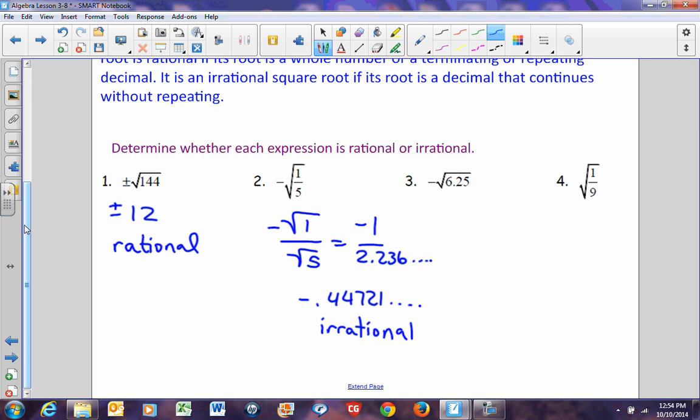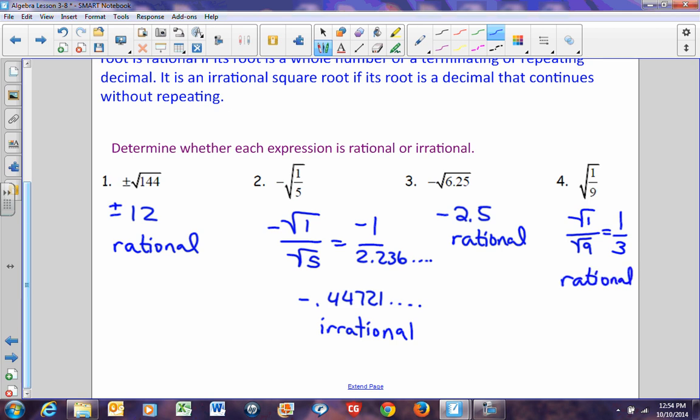Negative square root of 6.25. Well, if I put the square root of 6.25 on my calculator, I get 2.5. Negative 2.5 is a terminating decimal, so this would be rational. Number 4 over here, I get the square root of 1/9, which is the square root of 1 over the square root of 9. The square root of 1 is 1, the square root of 9 is 3. 1/3 is a rational number, so this is rational.